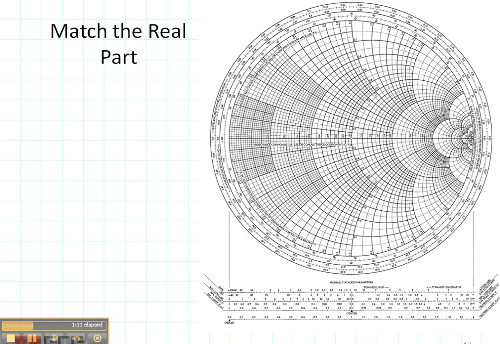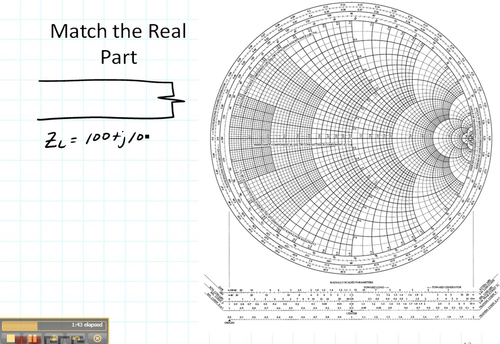So here again are the steps. Here's my load, ZL. And let's say that ZL is 100 plus J100 ohms on a 50 ohm transmission line. So I'm going to plot 2 plus J2. Here is the real part of 2. Here's the imaginary part of 2. There's my Z load.